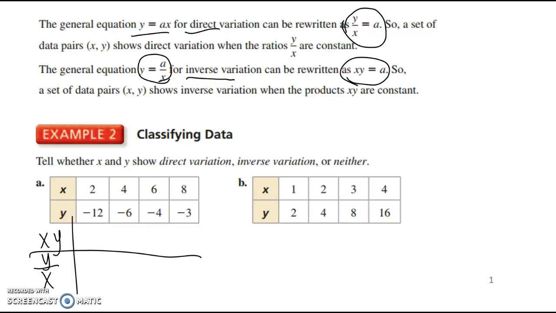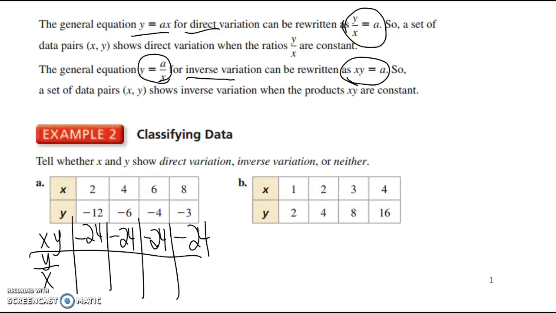So if I multiply 2 times negative 12, I get negative 24. If I multiply 4 times negative 6, negative 24. And will I get that for the last box as well? Yes, I'll get negative 24.